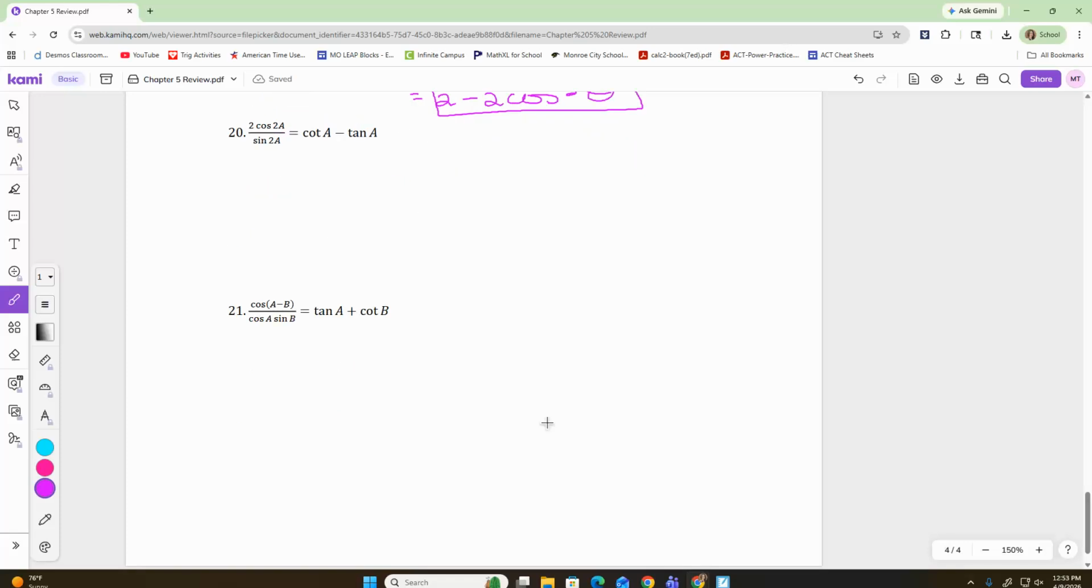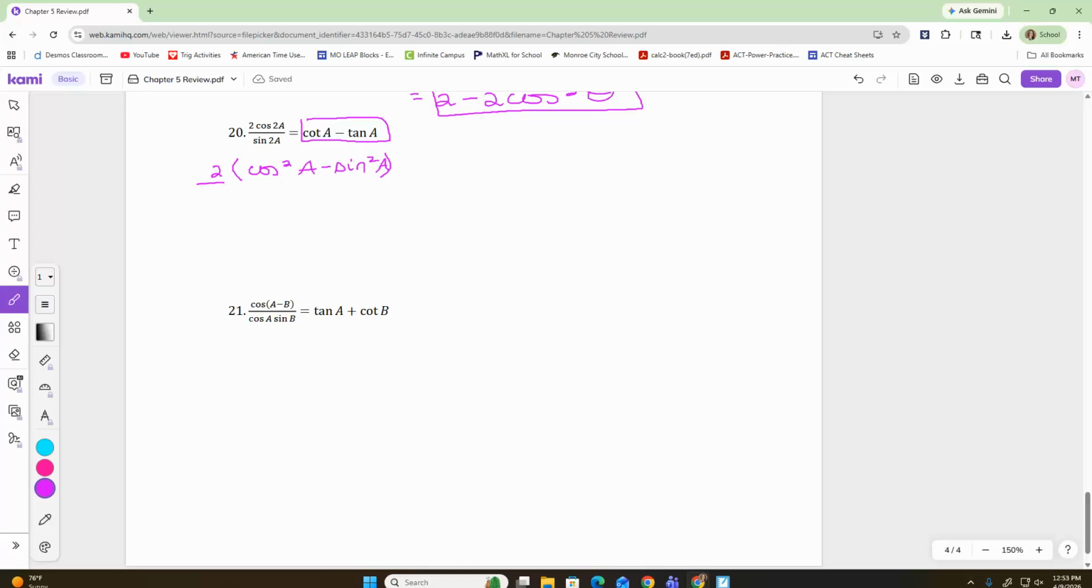All right, problem 20. The left-hand side, they both have double angles, so I would start there. Cosine 2a. There are 3 formulas that I could pick from. Look at your goal to help guide you. I want a cotangent and a tangent. That means I need both cosines and sines. So pick the formula that has both of them. So that's cosine squared minus sine squared.